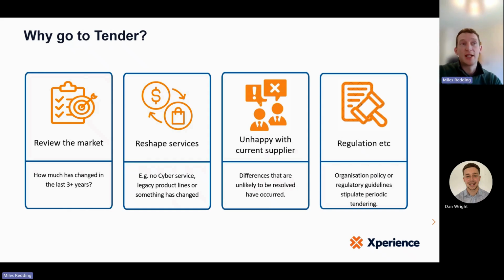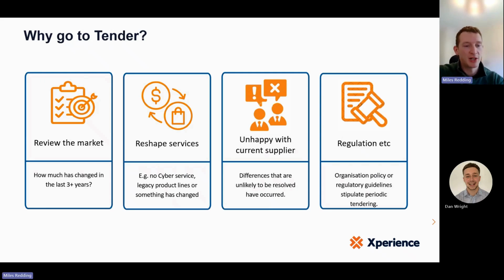And the final one is regulation. Some organizations are dictated that every 3 years, every 5 years, they have to go back out to market to test that and run a proper and efficient procurement process as part of that. So some organizations will simply be dictated that they have to go to tender every X amount of years.